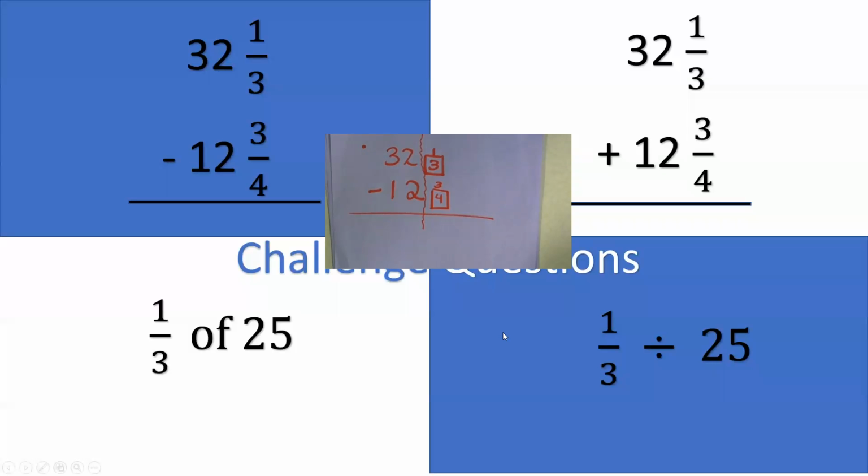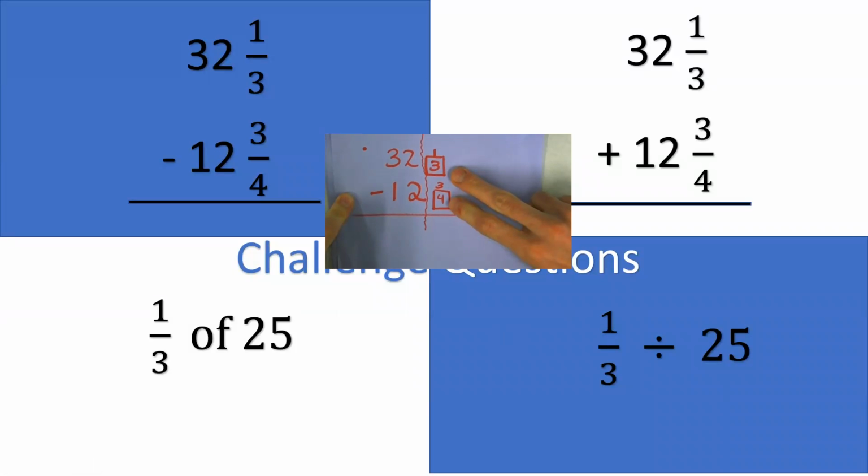All right, let's get started. So the top left challenge question, we have 32 and a third. We're taking away from it 12 and 3/4. Remember, when they have different denominators, you cannot add or subtract fractions with different denominators.